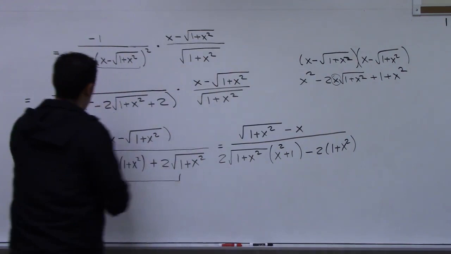So all I did was put these together, and because it's this times this, I have to put that in parentheses. And then on top 1, 1, and then the x. So that should be good there.